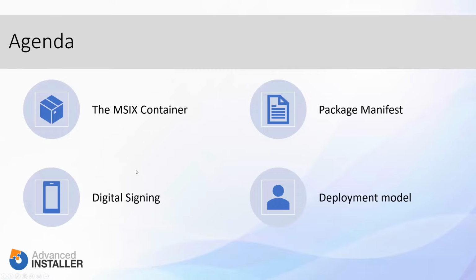We'll focus on the following main topics. We'll start with the MSIX container and talk about how an app behaves when it's packaged as an MSIX inside an MSIX package. Then we'll talk about the package manifest, which is a core component of every MSIX package. After that, we'll take a look at how digital signing starts playing a role in your packaging activities. And we'll finish up with the deployment model of MSIX packages and what the changes are compared to your MSI deployment method so far.